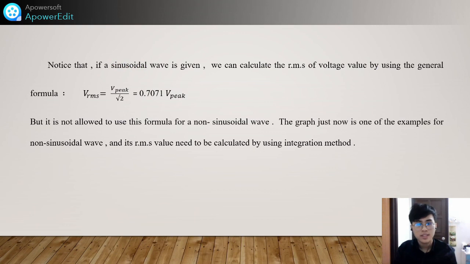Notice that if a sinusoidal wave is given, we can calculate the RMS of the voltage by using the general formula, which is V-RMS equals V peak over square root 2, but it is not allowed to use this formula for a non-sinusoidal wave. The graph just now is one example of a non-sinusoidal wave, and its RMS value needs to be calculated by using the integration method.